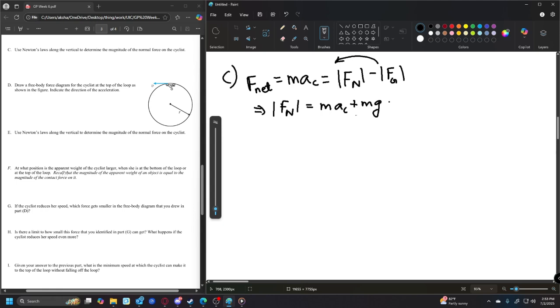Now we know the value of m, which is just 250. a_c is 43.9. Let's take g to be 10. We get 53.9. And solving this gives us a value of approximately 13,466 newtons. So this is the magnitude of the normal force at the bottom.